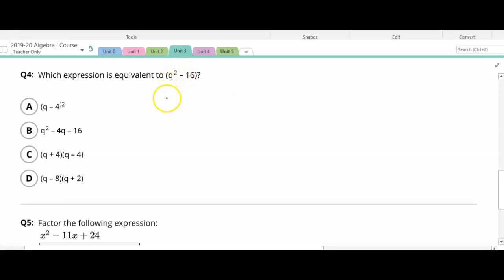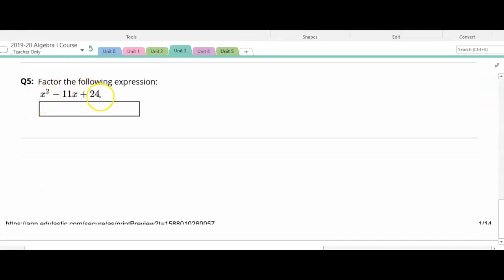Here, we have a difference of perfect squares again. Q squared and 4 squared. Split them. Q and Q, one's a positive, one's a negative, 4 and 4.